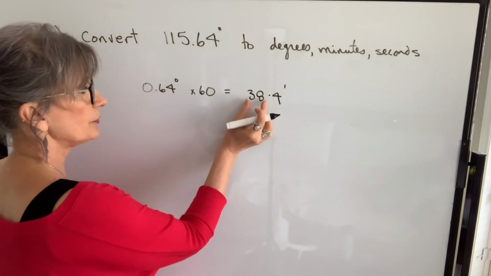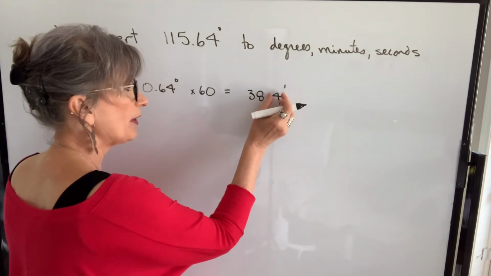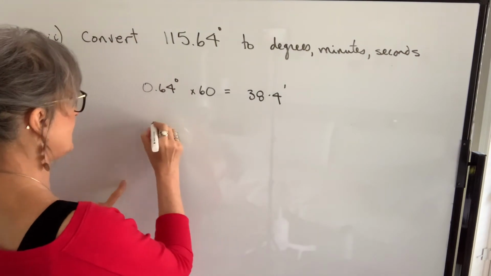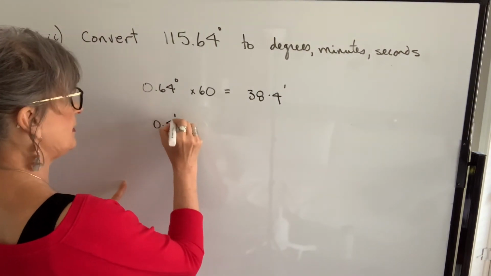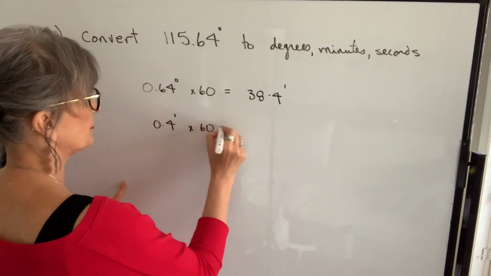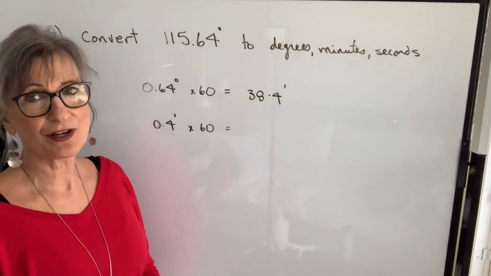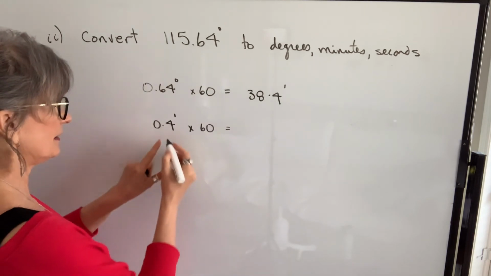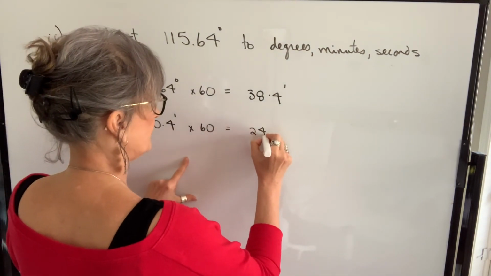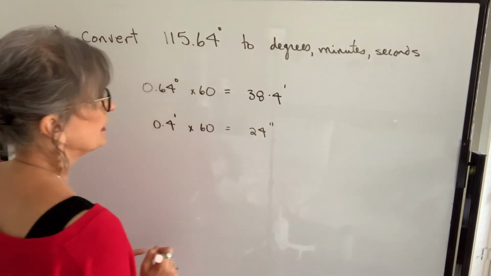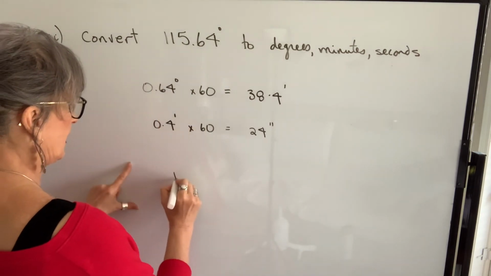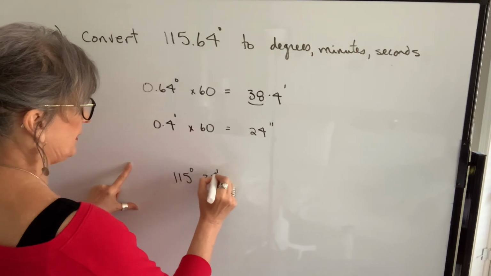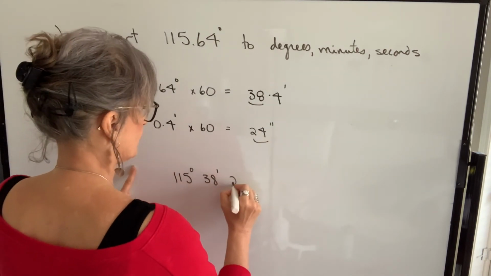Now I'm going to keep the 38, that's going to be my minutes, but now I want to change 0.4 minutes to seconds. And the way I take 0.4 minutes and change to seconds is, again, I multiply by 60. Same way I do it with time. If I have 0.4 minutes and I want to change to seconds, I multiply by 60. That gives me 24 seconds. So my angle will therefore be 115 degrees, 38 minutes, and 24 seconds.